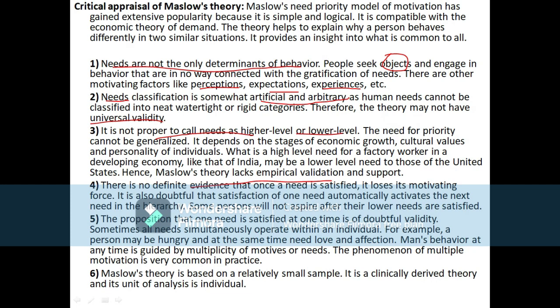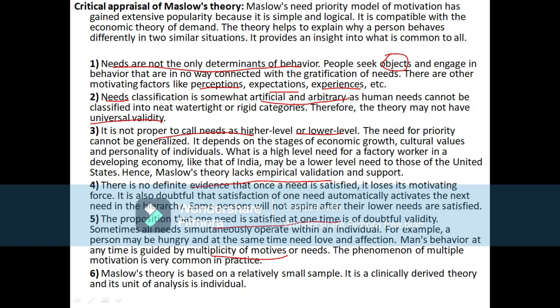Next, the proposition that only one need is satisfied at one time is of doubtful validity. For example, a person may be hungry and at the same time need love and affection also. Both needs may be a requirement at that time. So a person's behavior at any time is guided by a multiplicity of motives, not only by one motive after the completion of another.